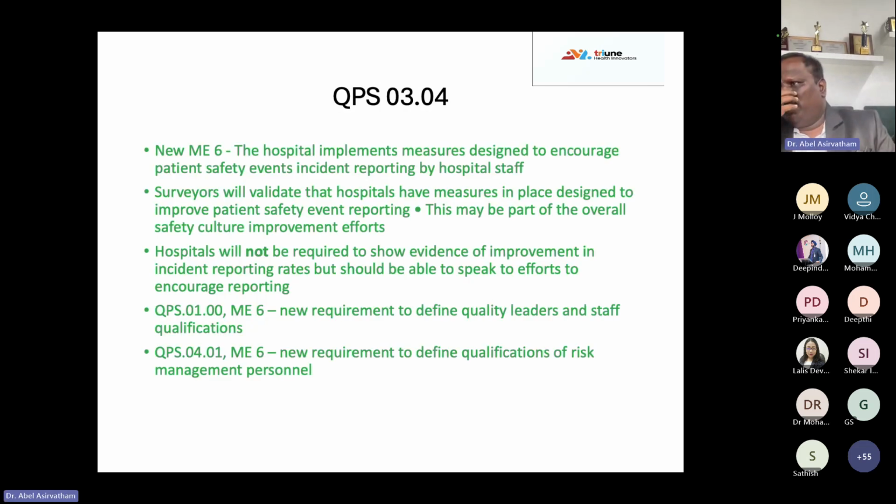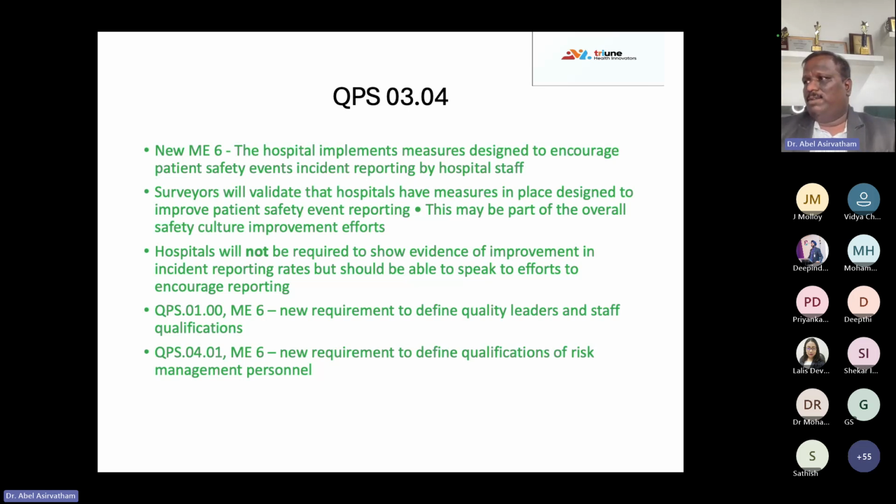So new measurable element, the hospital implements measures designed to encourage patient safety incident reporting by hospital staff. See, one way you can do is you can incentivize them. You can send an email blast to all your employees saying that whichever employee reports the maximum number of incidents in a particular time will be given an award, to encourage incident reporting.